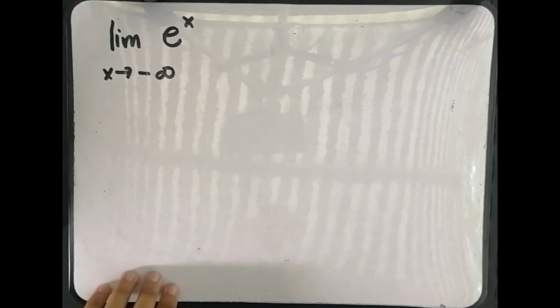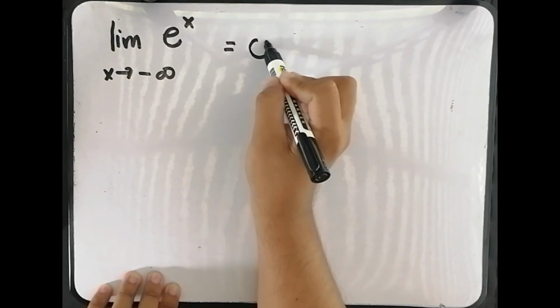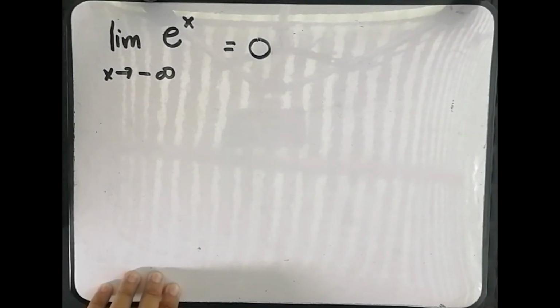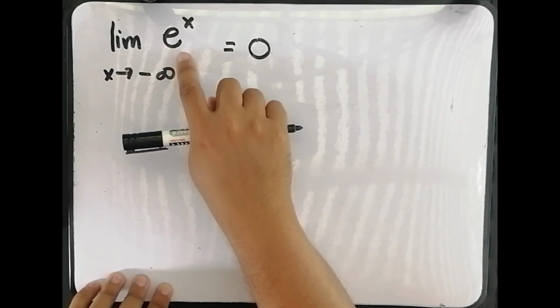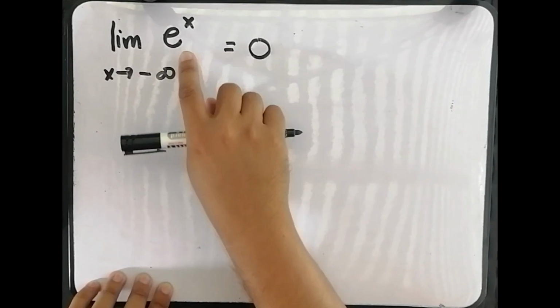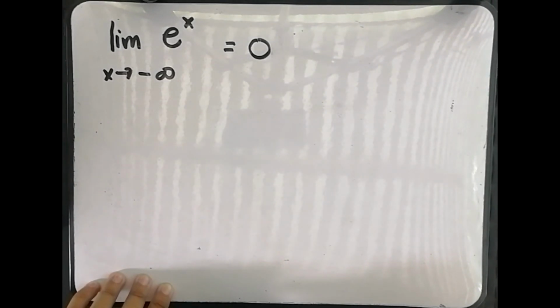So let's find the limit of e raised to x as x approaches negative infinity. So clearly, alam natin na the limit of this is equal to 0. Why? Since the natural exponential f of x equals e raised to x has a base e, alam naman natin na itong e na ito is just a real number which is greater than 1. Diba? Ang value nito ay 2.7182 something. Okay? Therefore, by theorem number 1, the limit of e raised to x as x approaches negative infinity is equal to 0.